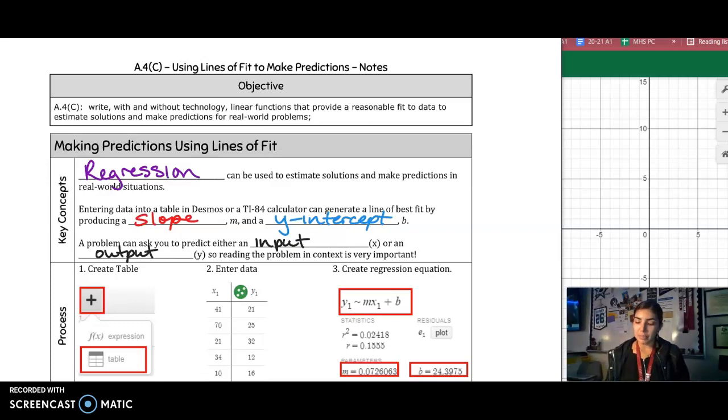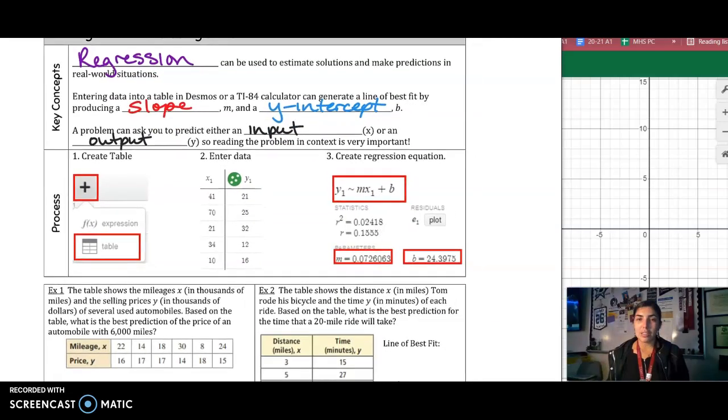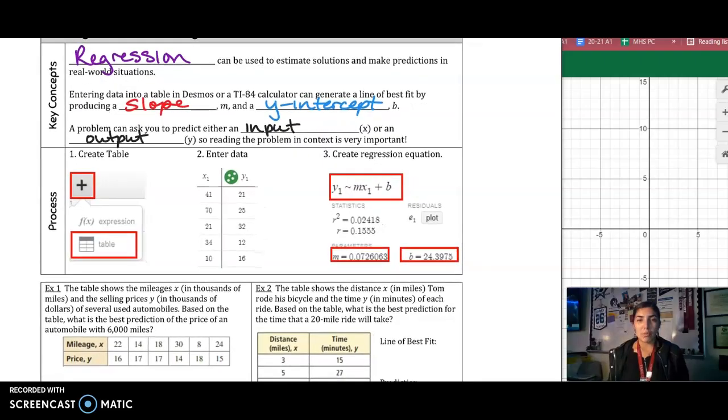So we have to be able to read these questions to know if they gave us inputs or outputs when we're making our predictions. Some of you will be familiar with these steps to write a regression equation. I've heard that some of you used this last year. You're going to add a table on Desmos. There's a little plus sign, and then choose table. Then you put in the entire table. Don't put just 2 or 3 points. I need the entire table there.